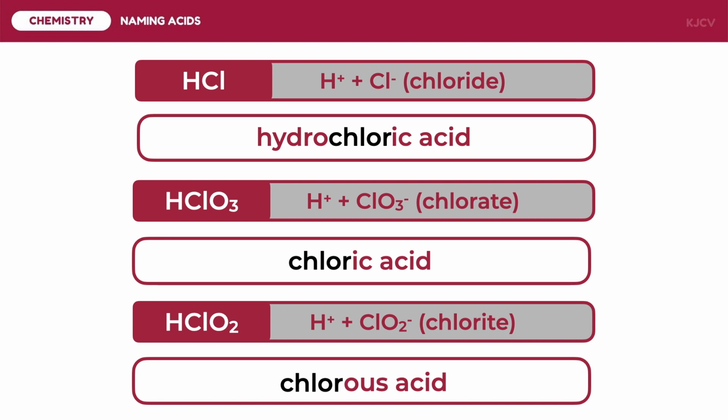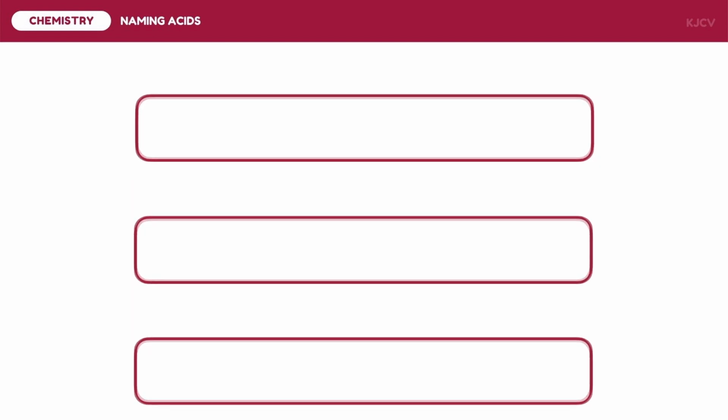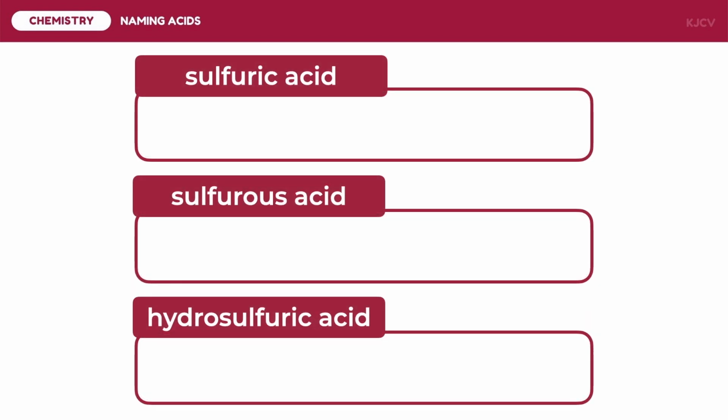Now, let's do this the other way around. We're going to write the formula of the acid when the name is given. We have sulfuric acid, sulfurous acid, and hydrosulfuric acid. Again, a requirement for acids is that they should have hydrogen ion. For us to be guided with what ion should be expected, let us first identify the required suffix.